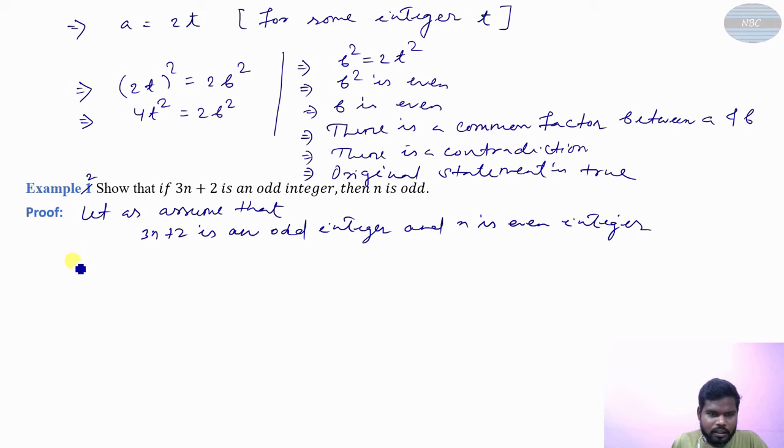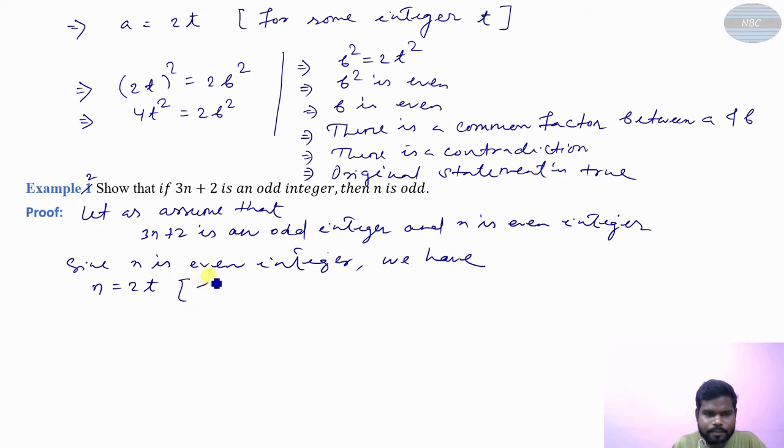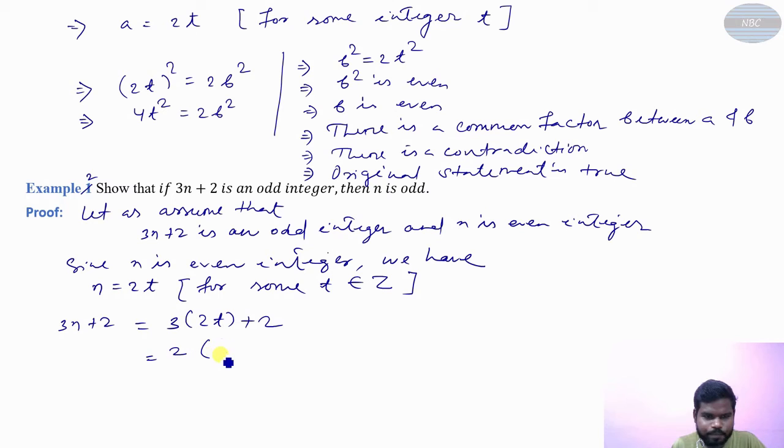Since n is an even integer, we have n is equal to 2t for some t belonging to the integers. Now put the value of n equal to 2t here. So 3n plus 2 is equal to 3 into 2t plus 2, which can be written as 2 into 3t plus 1.